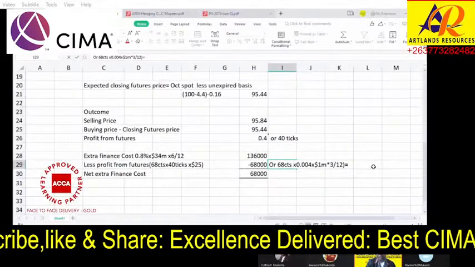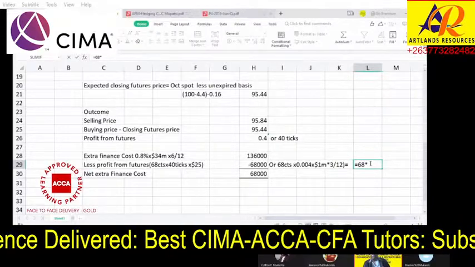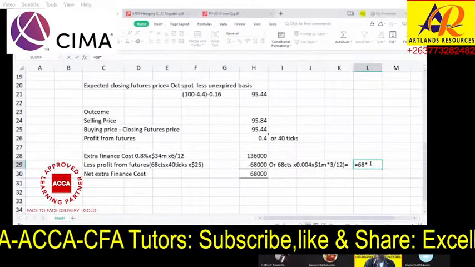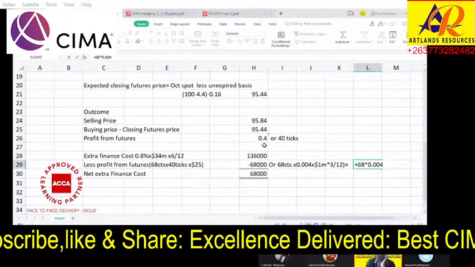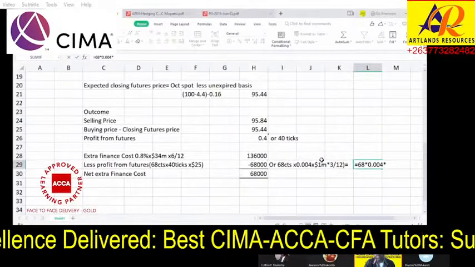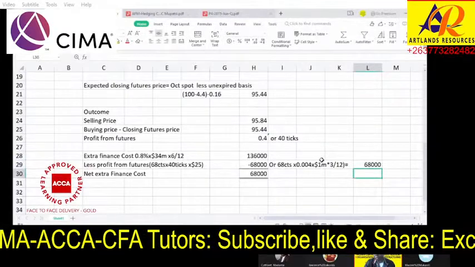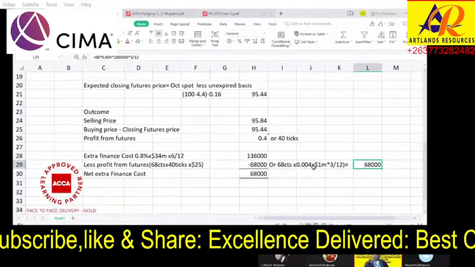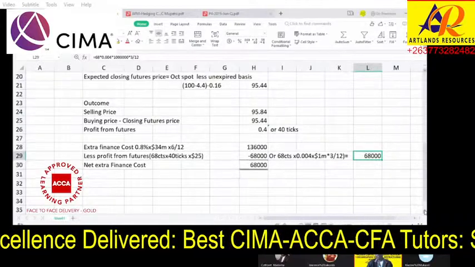You can still get the same answer here, to say equals 68 contracts times, because you might not be given the tick value or the tick size. So this is how you would calculate it: 68 contracts times 0.004, because I have reduced the zero, this is 0.4%. So it's 0.004 times 1 million times 3/12. Are you not seeing we still get 68,000 here? So this is how you can easily calculate it as well if you are not given the tick size. So this is about futures hedge. You are already done when you are given futures hedge.